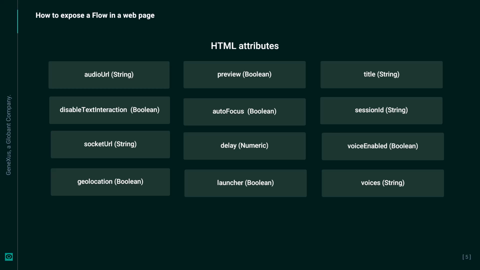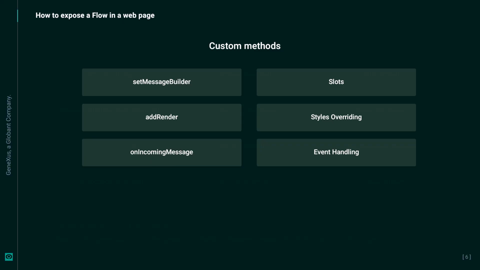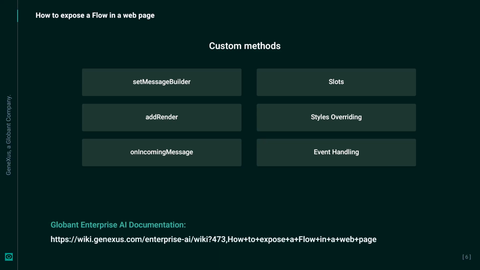For more information about its use and function, we recommend consulting the Globant Enterprise AI documentation. Optionally, we can also use custom methods that provide more flexibility to the chat behavior, which enriches the end user's experience on the website. As mentioned before, for more information, we recommend consulting the Globant Enterprise AI documentation.